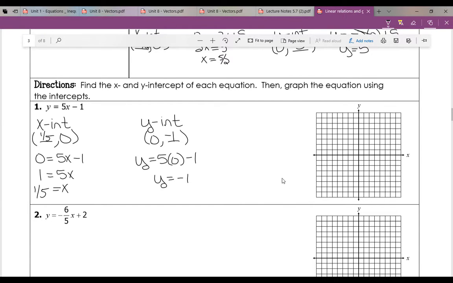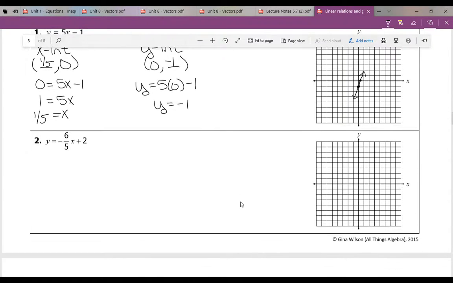So now I'm going to plot those 2 points on my graph. 1/5 is very close to 0, so I'm going to put that on my x-axis, and then -1 on my y-axis. And those points are pretty close, but my line is going to go through those 2 points. Now, would I get the same exact line if I did slope-intercept? Found my y-intercept, and then graphed my slope from there? Absolutely. Same line, just a different method for graphing it.